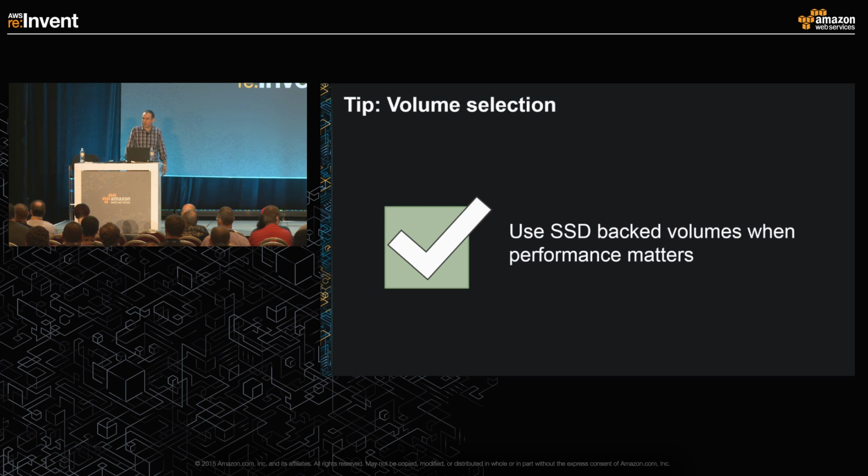So both GP2 and PIOPS offer better performance over EBS magnetic volumes. So you should use our SSD-backed volumes when performance matters.